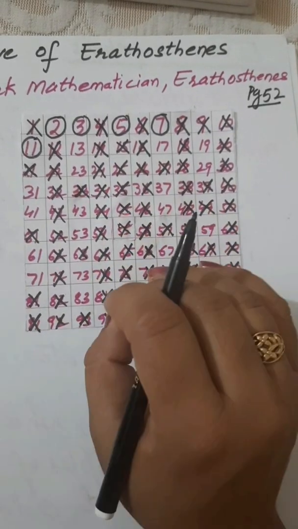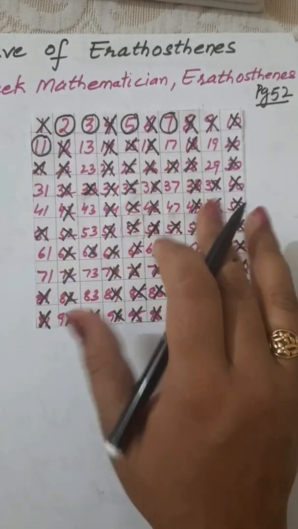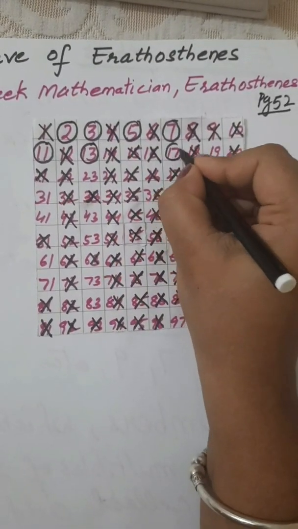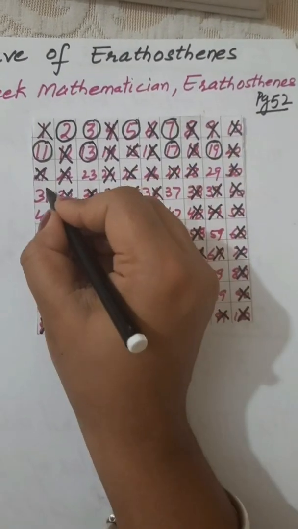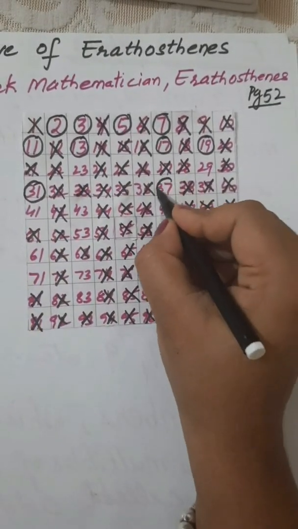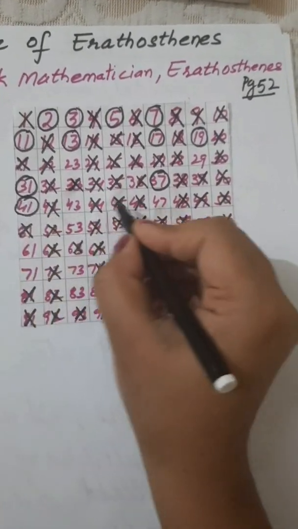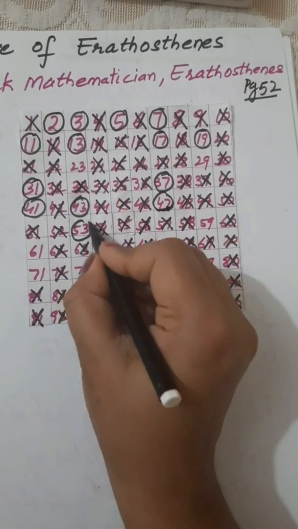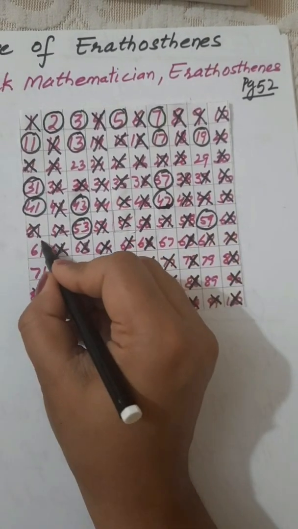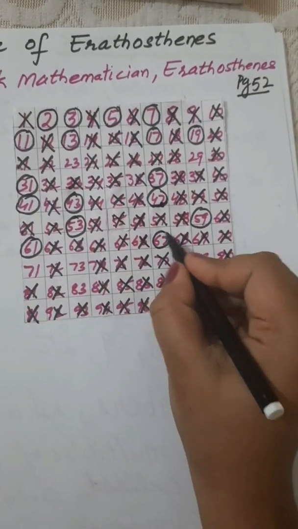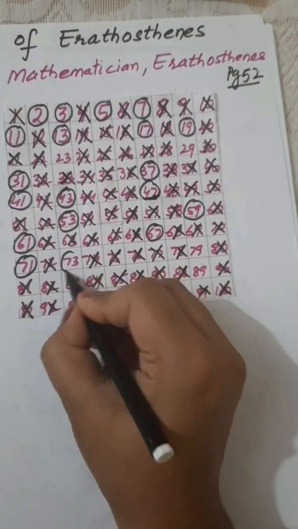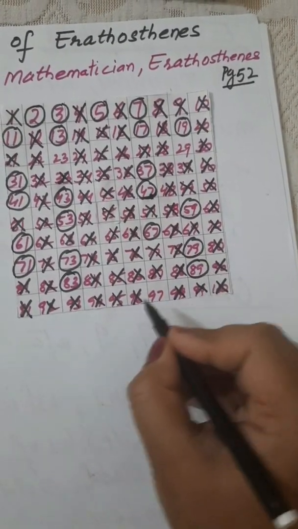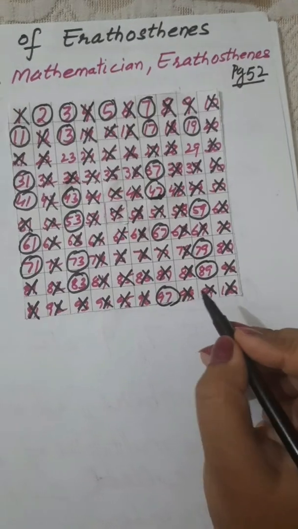If we check the multiples of 11, they are already crossed. So just encircle all the prime numbers, then cross the multiples, and if the multiples have already been crossed, encircle all the numbers left: 61, then 67, 71, 73, 79, 83, 89, then we have 97.